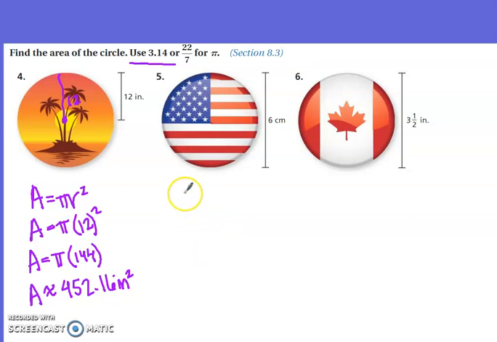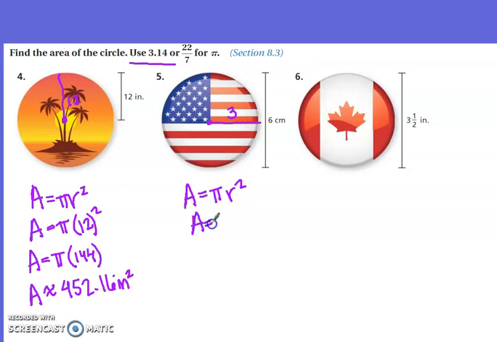All right, here we go. Look at number 5. I'm going to write my formula, A equals pi r squared. This time they gave us diameter, and that's the distance all the way across the circle. That's 6. And we need r. We need the radius, which is half of diameter. So in this case, it's 3.